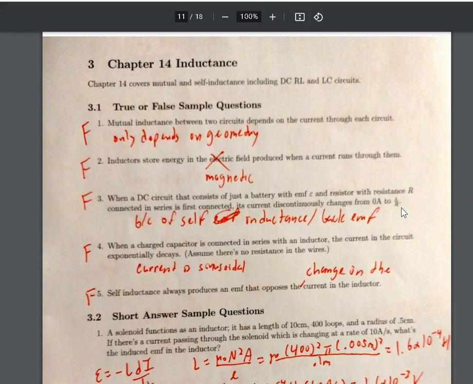This is false because of the self-inductance in the circuit. When the current first starts going, that creates a magnetic field. So that magnetic field creates a changing flux through the loop. And so that induces an EMF that opposes the EMF of the battery. And so because of that, it takes a little while for the current to reach up to its maximum value. It definitely doesn't just jump up to it instantly.